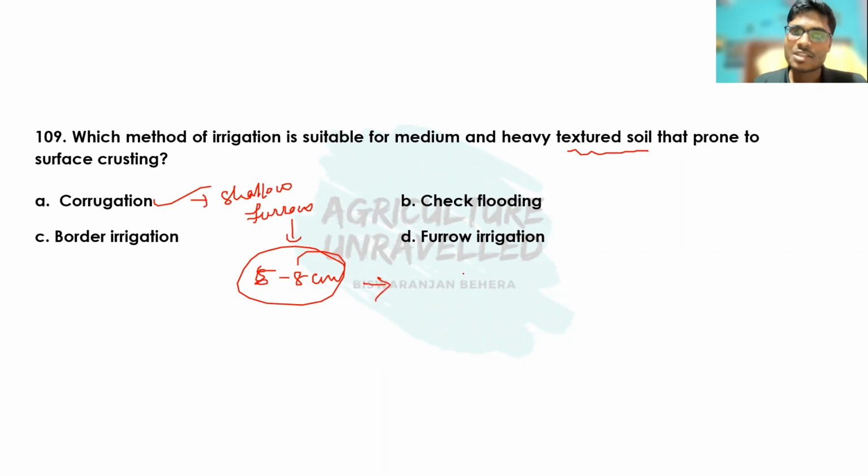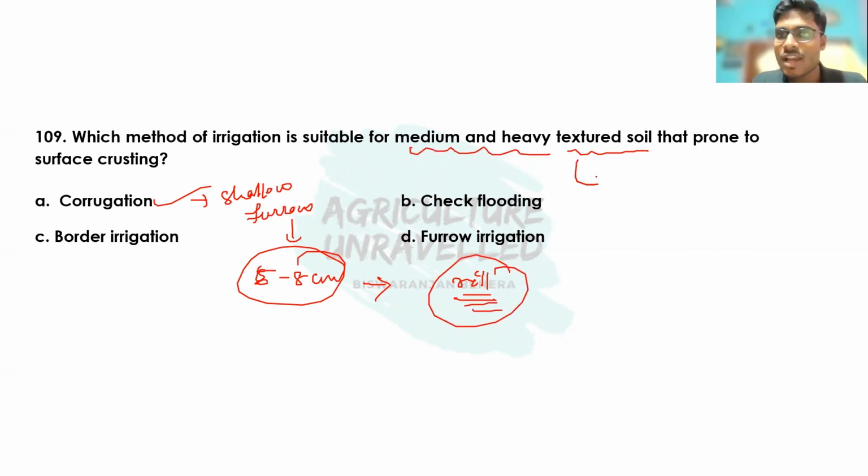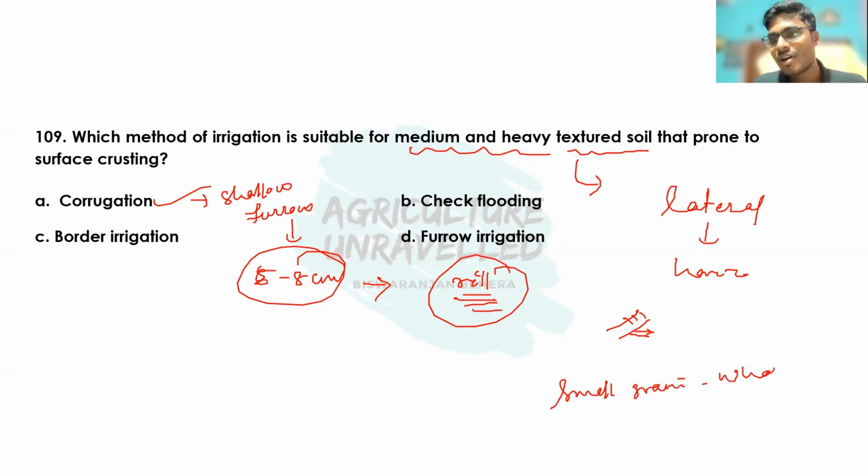So this shallow furrow irrigation or corrugation is somewhat related to rills, means small rills are prepared throughout the field, and it will not cover the whole field. Okay, so here the main principle is that it is practiced in case of medium and heavy texture soil having lateral flow of water, means lateral or horizontal infiltration should be there, so that when we apply irrigation in the shallow furrow, then water can move laterally and cover the whole field. Okay, this is the principle, and it is generally practiced in case of small grain crops like wheat crop.